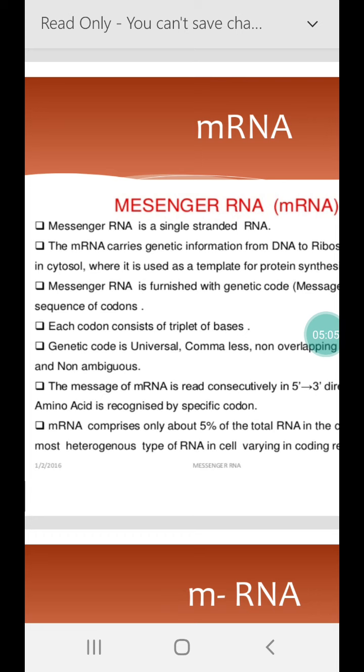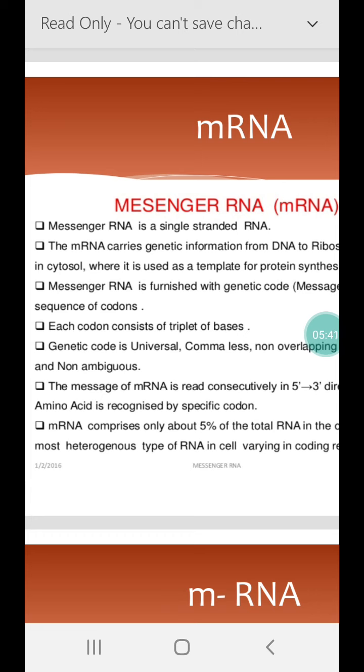This genetic code means the message which is given by the mRNA. It is called the genetic code, and it has some special features, like it is universal, commaless, etc., which we'll understand in later videos. The message of mRNA is read consecutively in the 5' to 3' direction, and each amino acid is recognized by a specific codon.